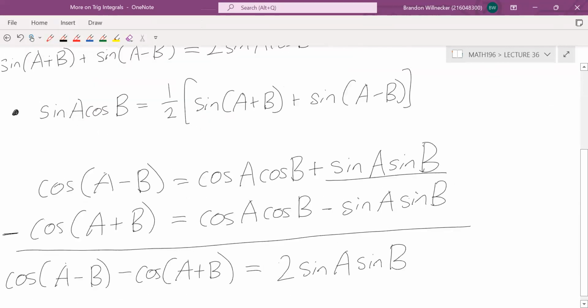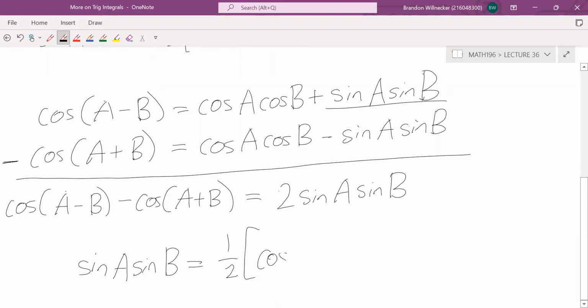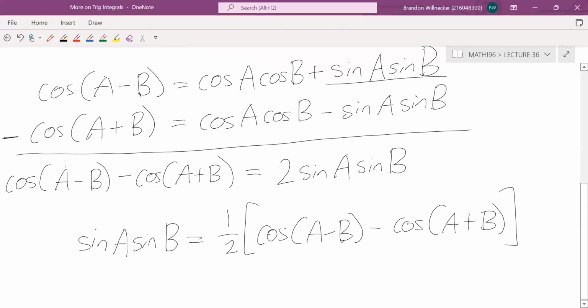Similar working to before, we just need to do a bit of rearranging. So we see we have sine A sine B is equal to 1/2 times cos A minus B minus cos A plus B. So you see in this case, we got very similar to before. If you have a product of sine functions, sine A times sine B, we can separate them into two individual cos terms that you can then integrate. So you can integrate the cos A minus B as one term, and then the cos A plus B as another term. We don't have a product anymore.